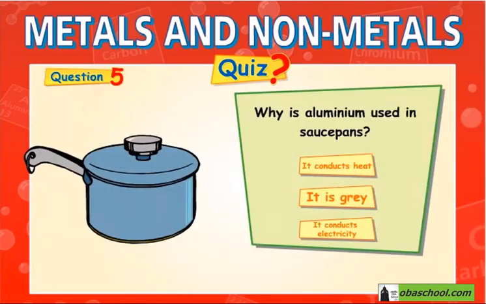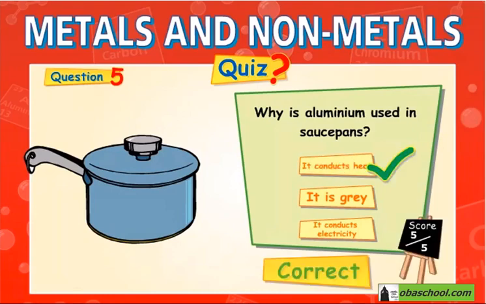Why is aluminum used in saucepans? It conducts heat, it's gray, or it conducts electricity? In fact, aluminum is used in saucepans because it conducts heat. The fire from the stove reaches the whole pan and therefore the food in the pan is cooked well.